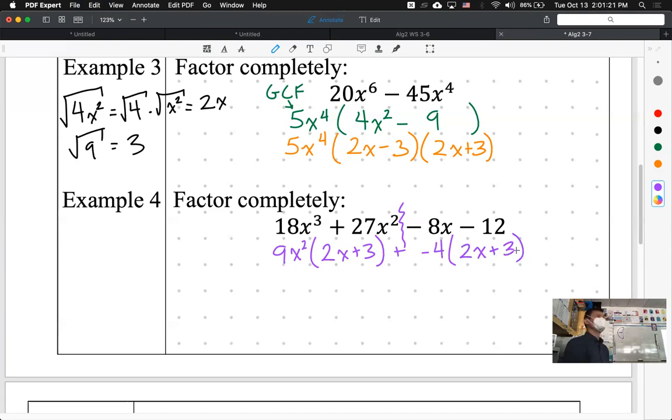Someone else do the next step. Jade, go for it. 9x squared minus 4 times the quantity of 2x plus 3. But, ooh, but not yet. There's a hidden square, so we have to do what I did up there. Find the square root. Oh yeah, Charles, do that for us. Square root of 9x squared minus 4 will be 3x plus 2, and then times 3x minus 2, times 2x plus 3.